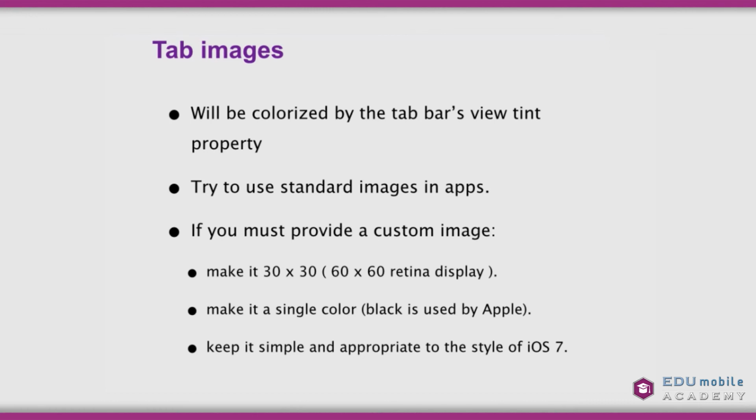It must be a single color. Now, Apple uses black. We can use any single color that we want to. It won't matter because the color isn't going to be displayed. It's going to be gray when it's not selected, and it's going to be whatever color is in the tab bar's view tint property when it is selected. So use black. And above all, keep it simple and keep it stylistically appropriate to iOS 7. This is very important. First of all, in a 30 by 30 image, you really don't have much room to go crazy. But secondly, make sure that it fits the style of the existing images that Apple gives us for tabs.